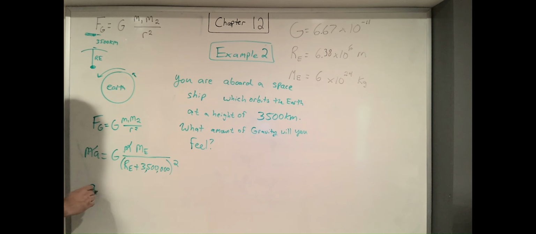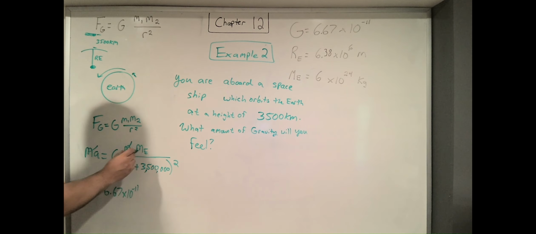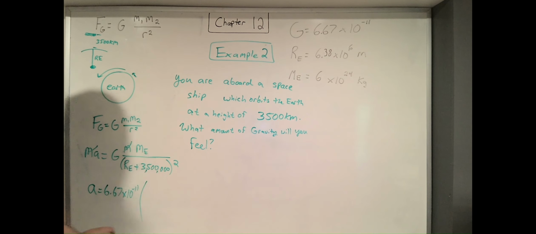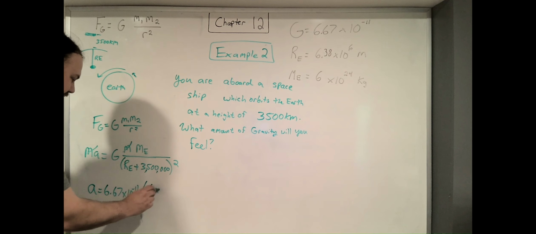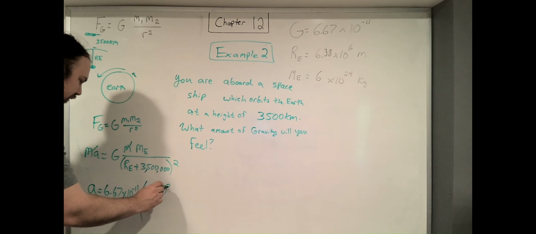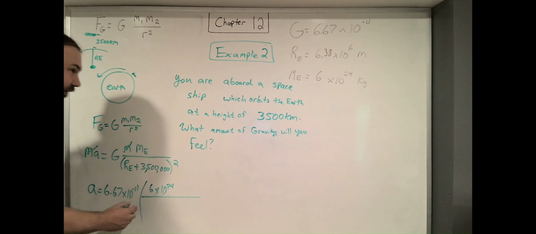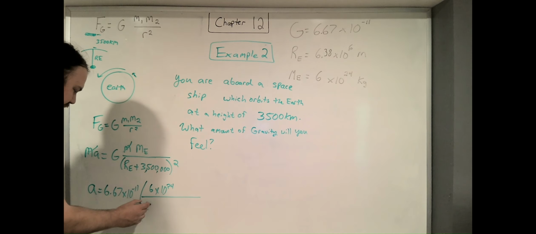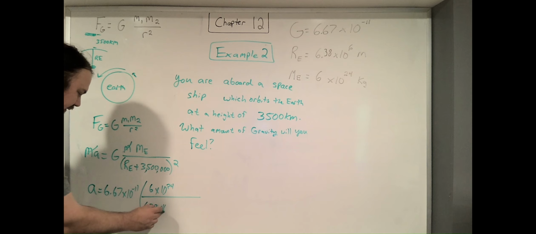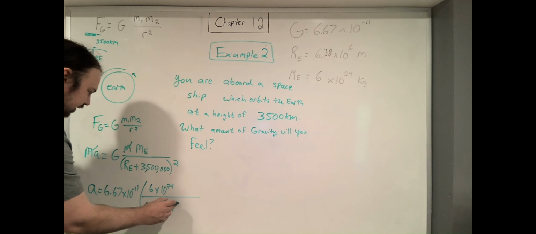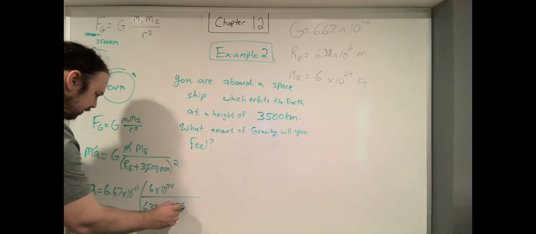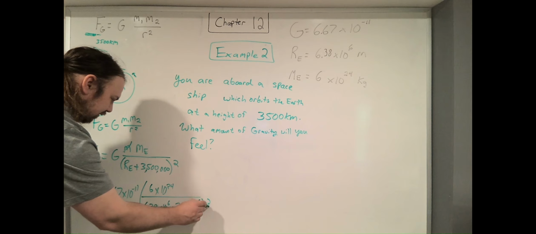So A is what we're trying to solve. G, 6.67 times 10 to the negative 11. The mass of the Earth, that remains the same. Mass of the Earth is 6 times 10 to the 24th. And this all gets divided by the radius of the Earth, which is 6.38 times 10 to the 6th plus 3.5 times 10 to the 6th. And that all gets squared.